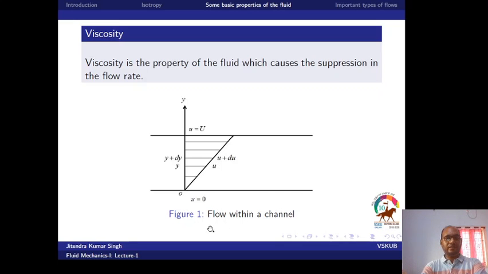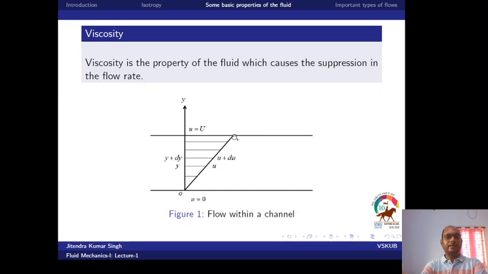So, let us consider this figure. This figure consists of flow within a channel. There are two plates. One plate is at y equal to 0, where the velocity u is equal to 0. And suppose another plate is at y equal to h. This lower plate is stationary while the upper plate is moving with the velocity u.